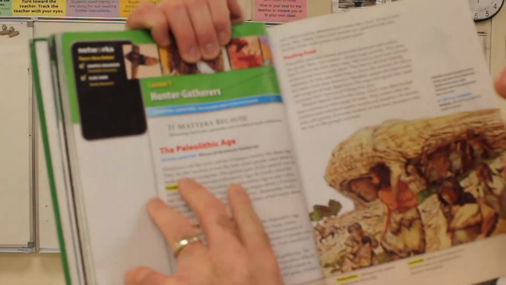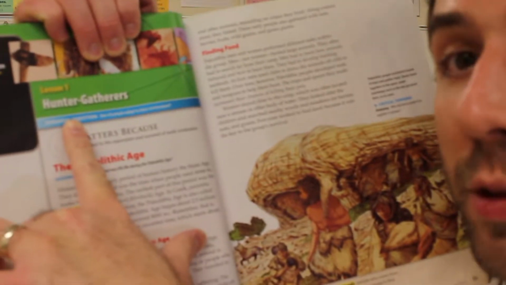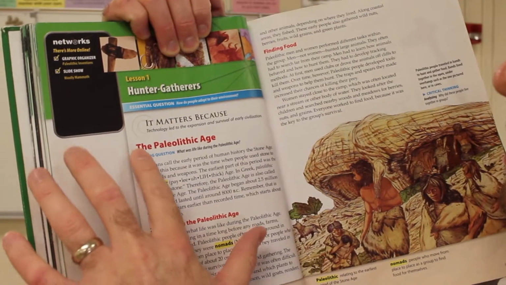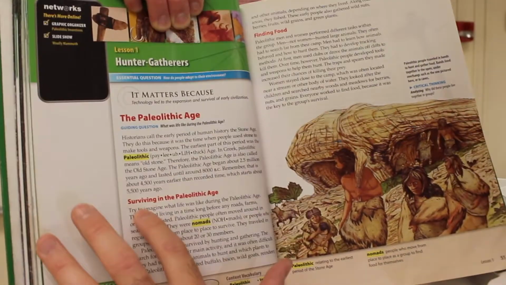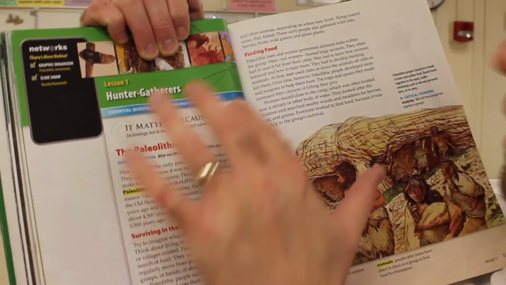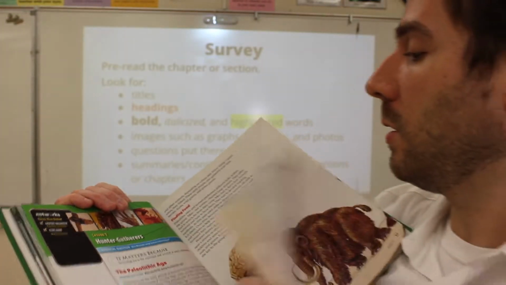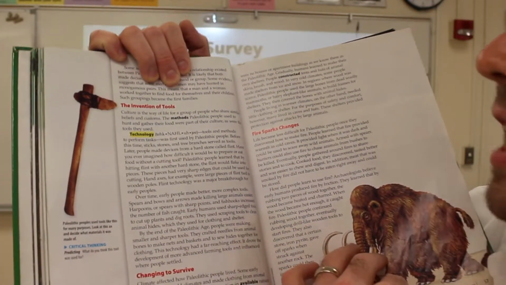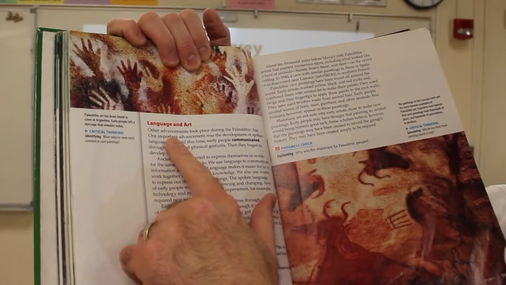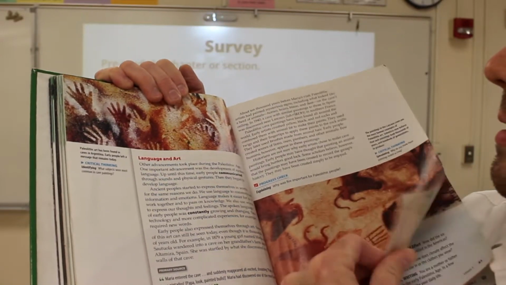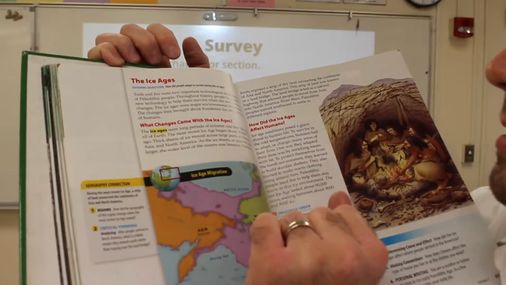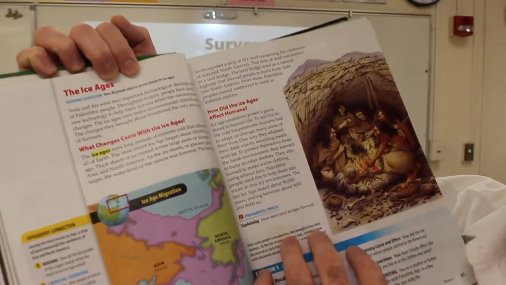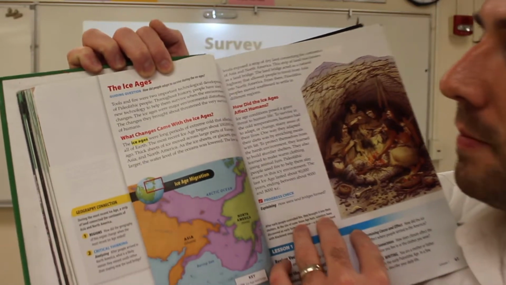So starting off, I noticed the section's title is called Hunter-Gatherers. There are some red headings here. The Paleolithic Age, Surviving in the Paleolithic Age, Finding Food, The Invention of Tools, Fire Sparks Change, Language and Arts, The Ice Ages, What Changes Came with the Ice Ages, and How Did the Ice Ages Affect Humans?